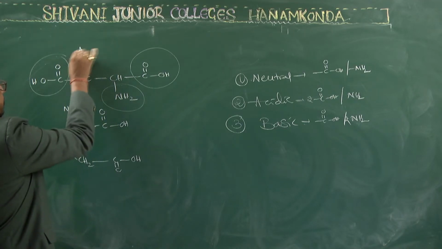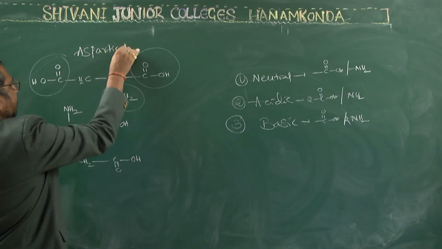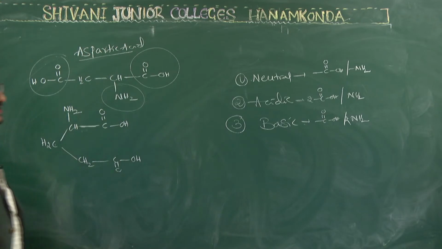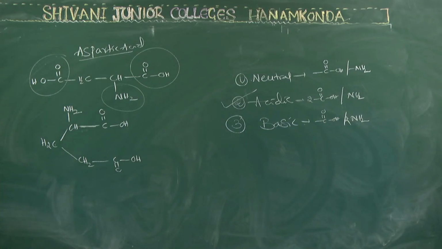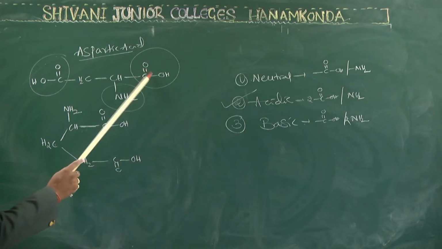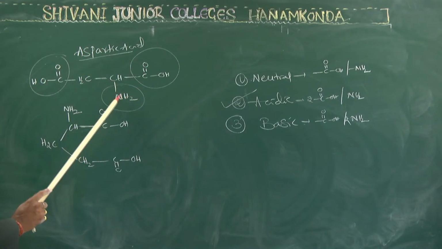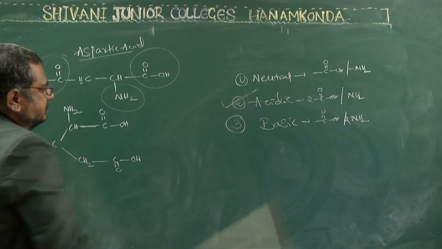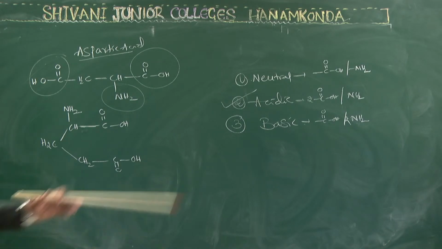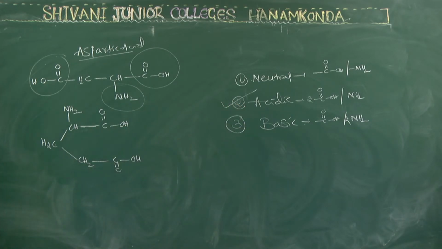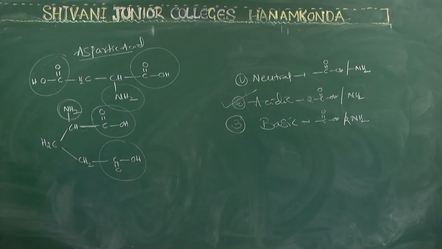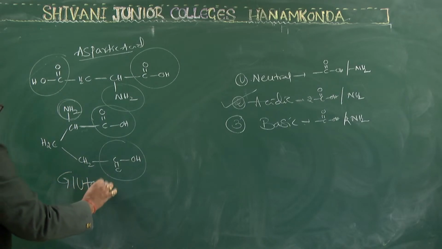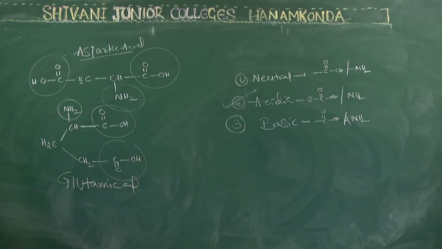Now this one is aspartic acid. Aspartic acid belongs to what type of amino acid? Aspartic acid belongs to acidic amino acid. Why is it acidic amino acid? Carefully observe, in this amino acid 2 acid groups are there, more acid groups are present, and one amine group is there. That is the reason aspartic acid is an acidic amino acid. Glutamic acid also belongs to acidic amino acid. In this, one amine group is present. Here how many acid groups are there? 2 acid groups are present. Glutamic acid is also an example of acidic amino acid.